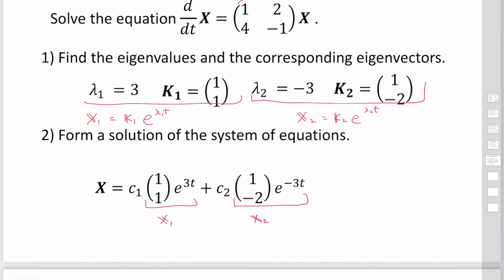I explained how to solve homogeneous linear systems. At first, we need to solve the characteristic equation to find the eigenvalues. Once we find the eigenvalues, we need to find the corresponding eigenvectors. Once we discover the eigenvalues and eigenvectors, we build the general solution of the system of equations. Okay, this is the end of this session.